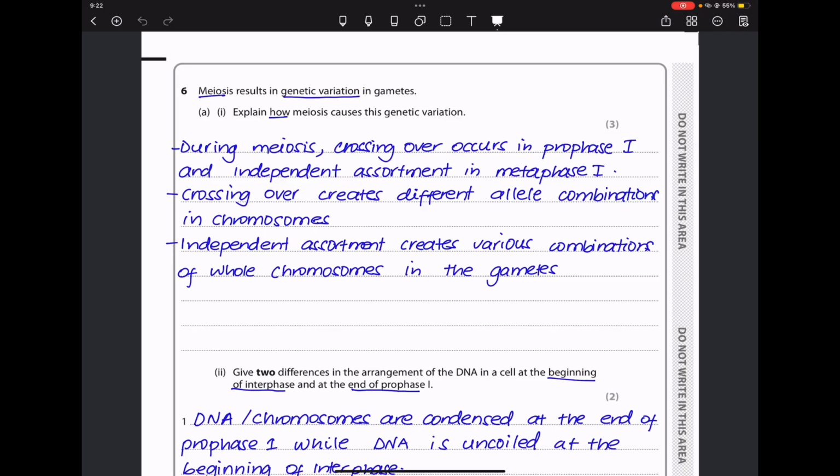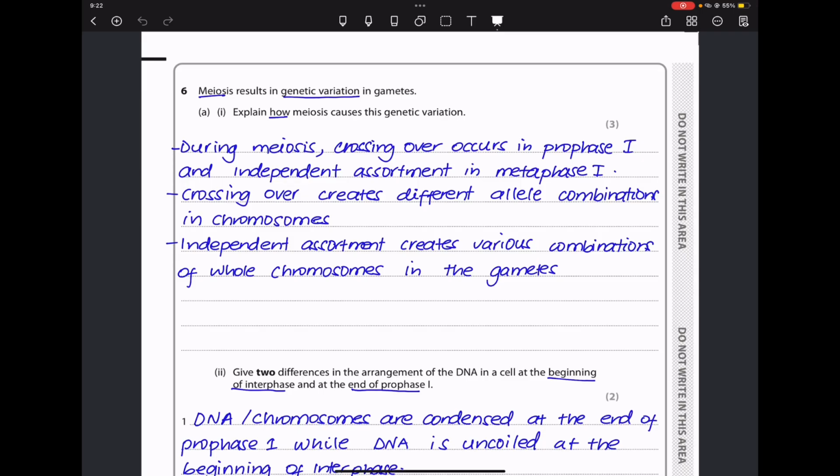Question 6. Meiosis results in genetic variation in gametes. Explain how meiosis causes this genetic variation. Now, during meiosis, there are two processes. One is crossing over and the other is independent assortment. They occur in different phases of meiosis 1, and these bring about variation. So I say during meiosis, crossing over occurs in prophase 1 and independent assortment in metaphase 1.